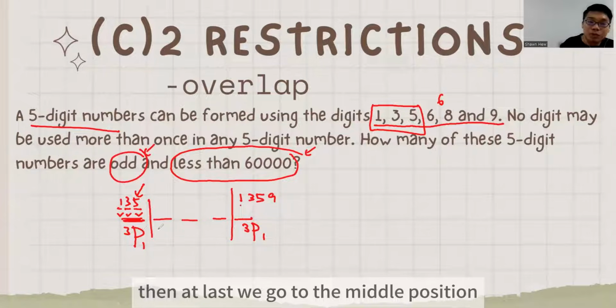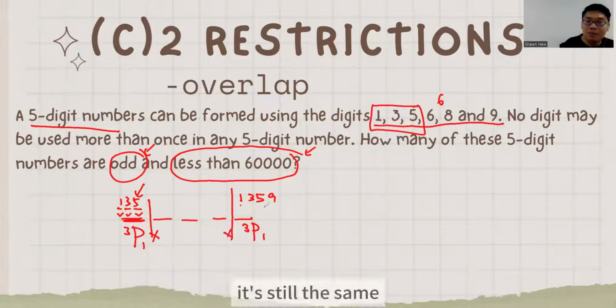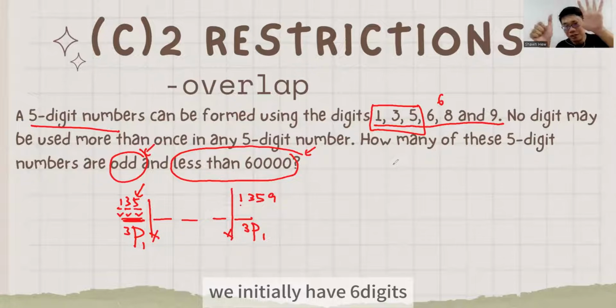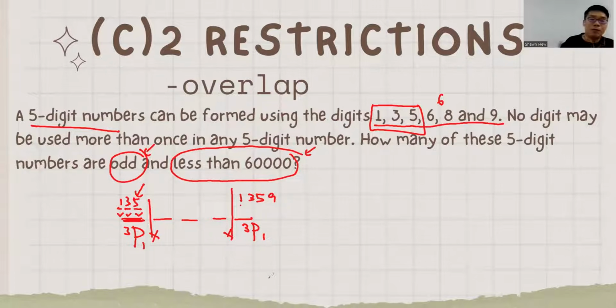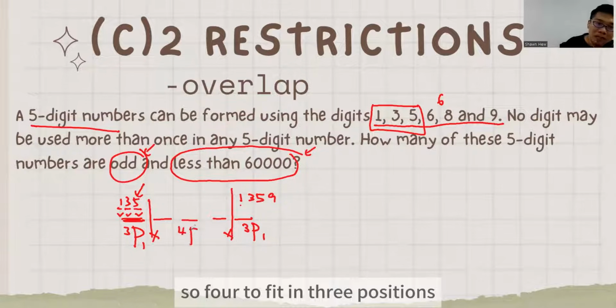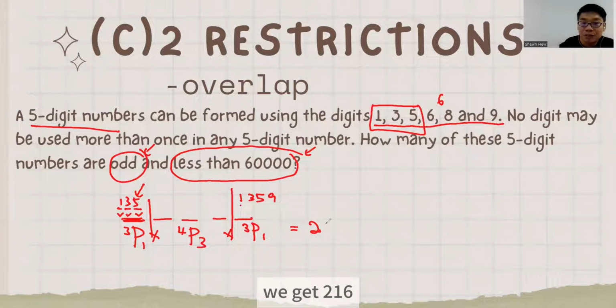Then at last, we go to the middle position. It's still the same. We initially have 6 digits. We fit in 1 to the front, fit in 1 to the back. So we'll have 4 more for the position. So 4 to fit in 3 positions, 4P3. We get 216.